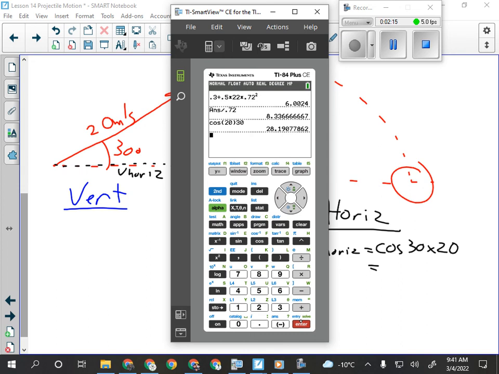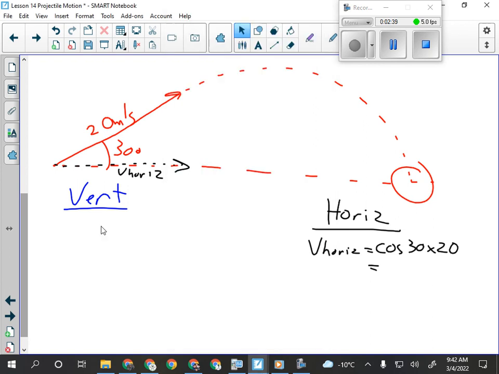So we got 28.19. Whoop, I did that wrong. Forget that answer. Cos of 30 times 20 times 2. Cos, I am struggling. The struggle is real. 17.3. I probably could have just multiplied that by 10. Anyway, I needed to have that number in my calculator. That's my story, and I'm sticking to it. 17.32 meters per second.